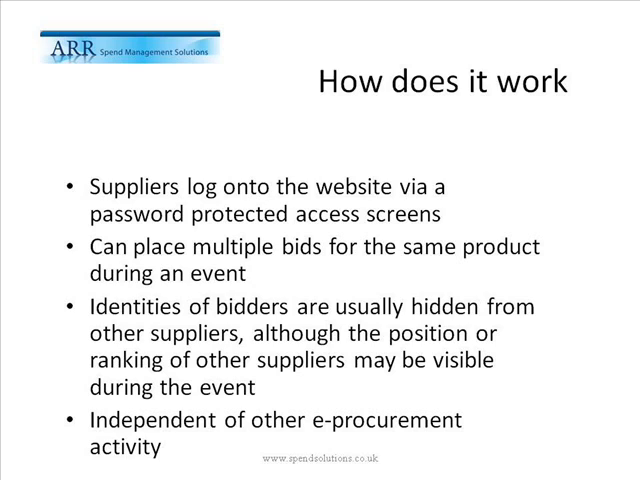Well, how does it work? Suppliers log onto a website via a password protected access screen, and then they go in and place multiple bids for the same product during the event, decrementing bidding down against other bidders. The identities of those other bidders are usually hidden or kept secret, although the position or ranking during the event will be shown to create the dynamic of the actual event.